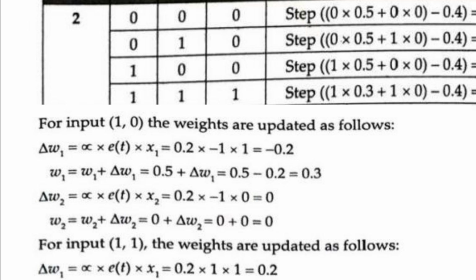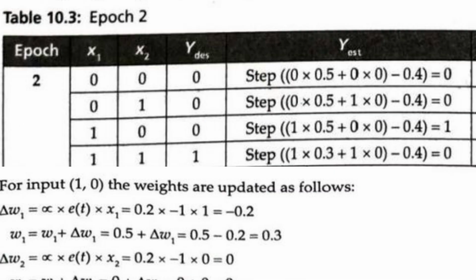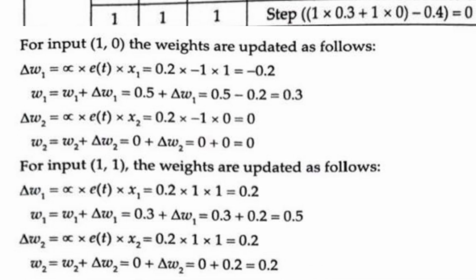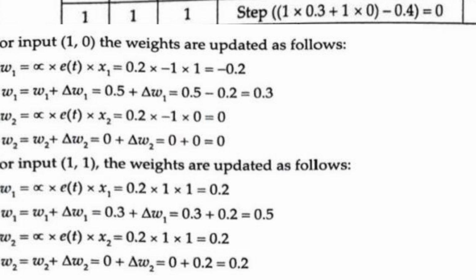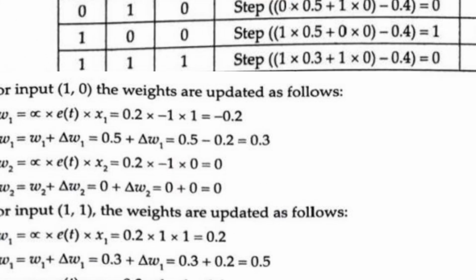Similarly compute the delta for W2. Learning rate into error of t into x2, that is 0.2 into minus 1 into 0, that is 0. W2 equal to W2 plus delta W2, 0 plus delta W2. 0 plus 0 is 0. Try for input 1, 1. Weights are updated as follows. Delta W1 equal to learning rate into E of t into x1. In that case 1, 1.